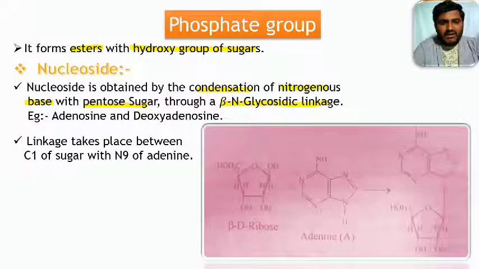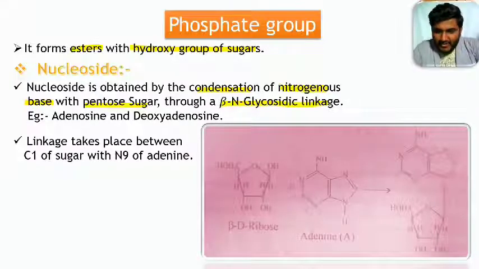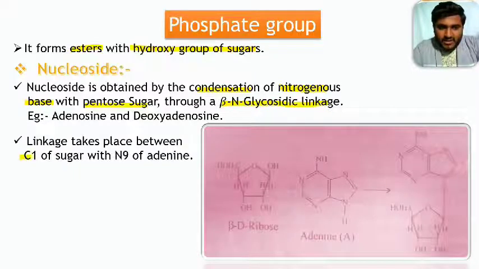Carefully see here, guys. This is beta D ribose, a pentose sugar. Look here, pentose sugar. Then adenine. Adenine is your nitrogenous base. Beta D ribose is a pentose sugar. Combining these two, we are getting this one, a nucleoside. Carefully see here. C1 of sugar and N9 of adenine will combine.